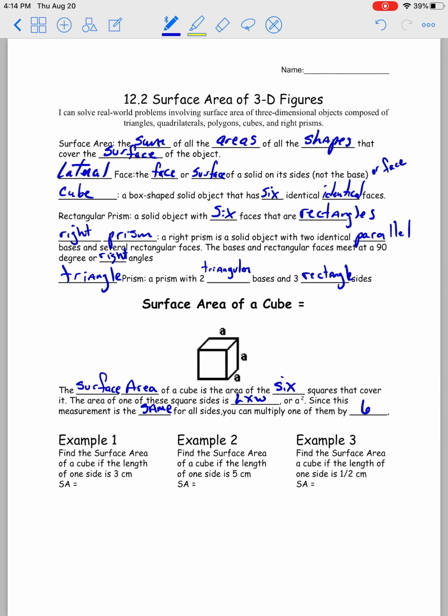A triangular prism is a prism that has 2 triangular bases and 3 rectangular sides. It would look like this.